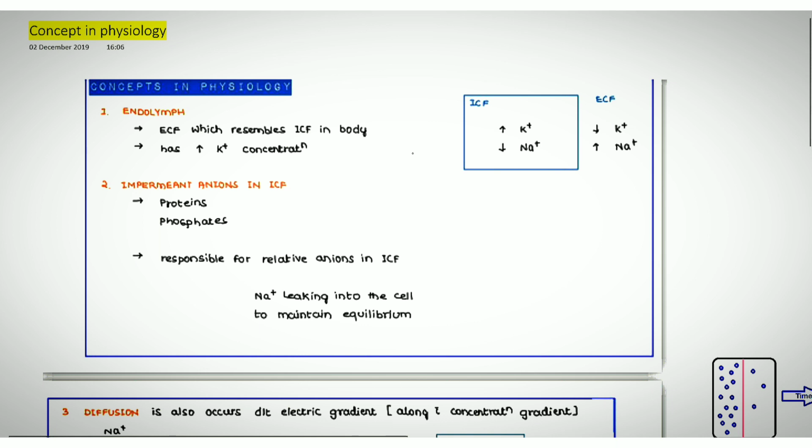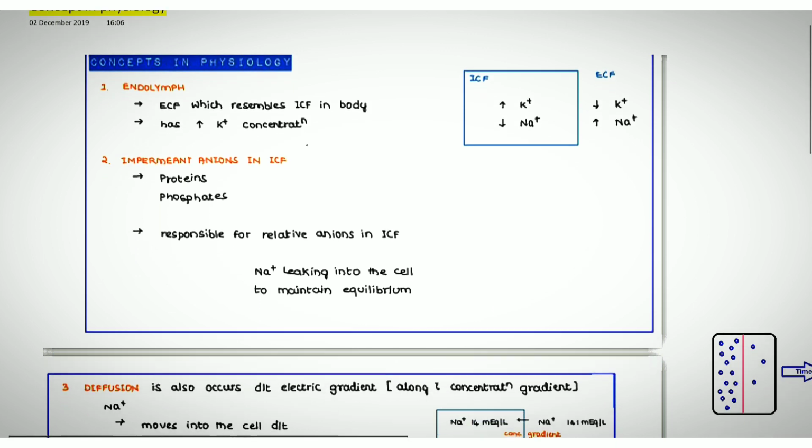Concept in physiology. This part of the lecture I'm going to explain in two parts. In the first part, I'm going to explain about endolymph, impermeant ions in ICF, and homeostasis. And in the second part, I'm going to discuss the regulatory mechanisms of homeostasis. So let us start with the endolymph.